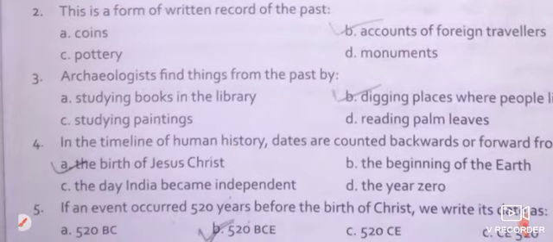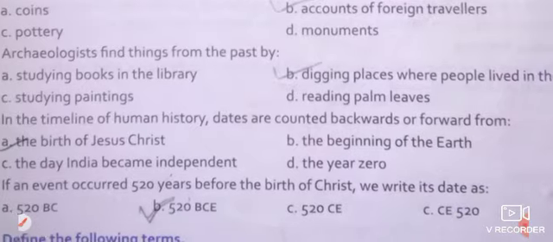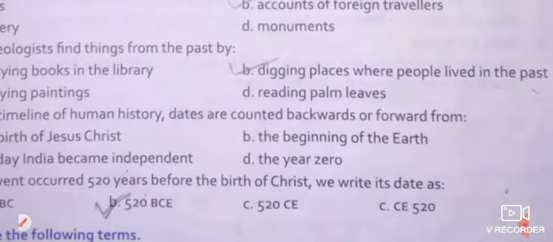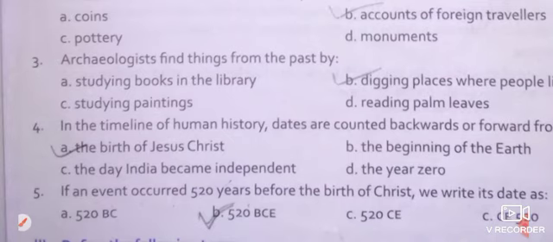Third one is, archaeologists find things from the past. So how do they find things from the past? They find things from the past by digging places where people lived in the past. So here again option B will be the correct answer.